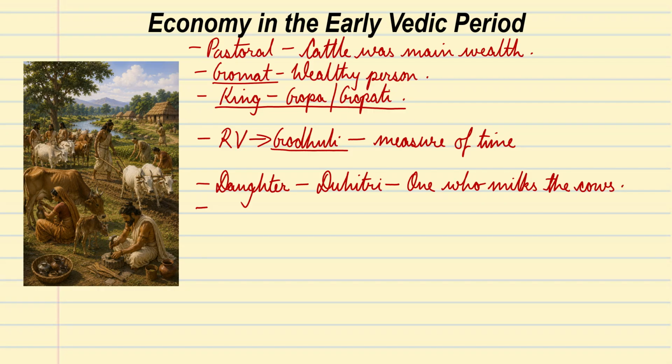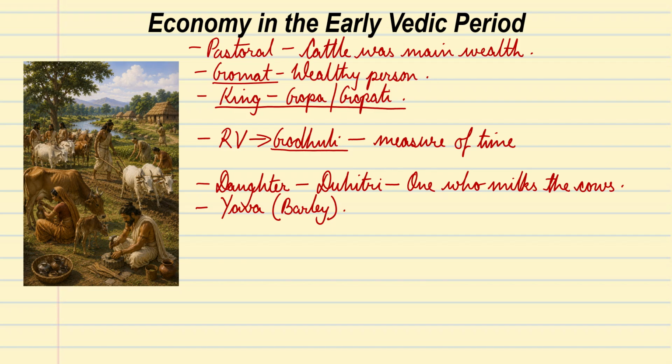There is almost no reference to agriculture in Rig Veda, and a few times Yava is mentioned. Yava is associated with barley. Always remember this, in any ancient civilization, the first crop to be cultivated is either wheat or barley.